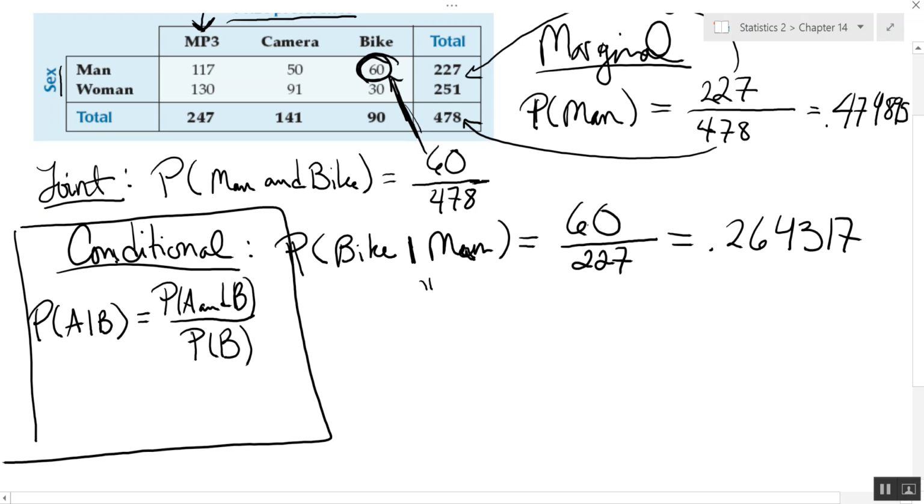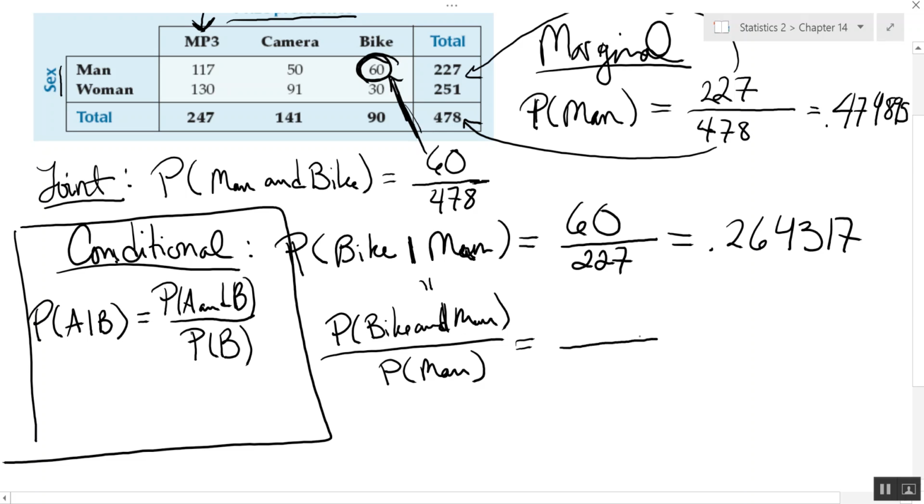So if you had done this calculation, the bike given I know it's a man, using the formula, you would have done the probability of bike and men divided by the probability that the person you selected was a man. So you're really looking at, oh, I already know it's a man, so it's got to be bike and man, and I'm dividing out by man to account for the fact that I already know it's a man, so I don't need to know anything else. What would this be? I'm hoping you notice that this is just a joint over a marginal. And that's really what all conditionals are: a combination of a joint with a marginal, or let's join together and then cut out the other one.